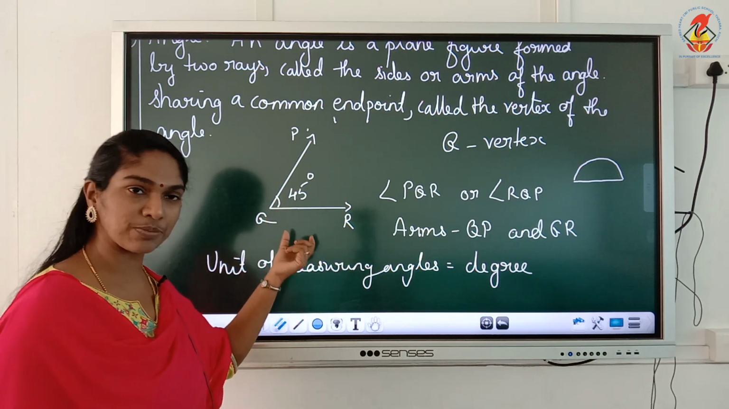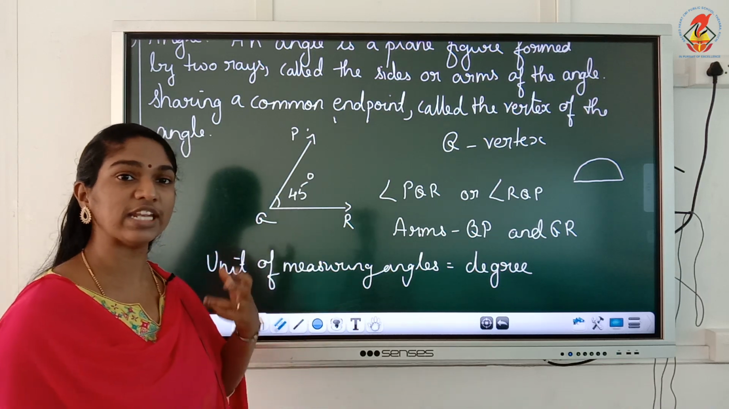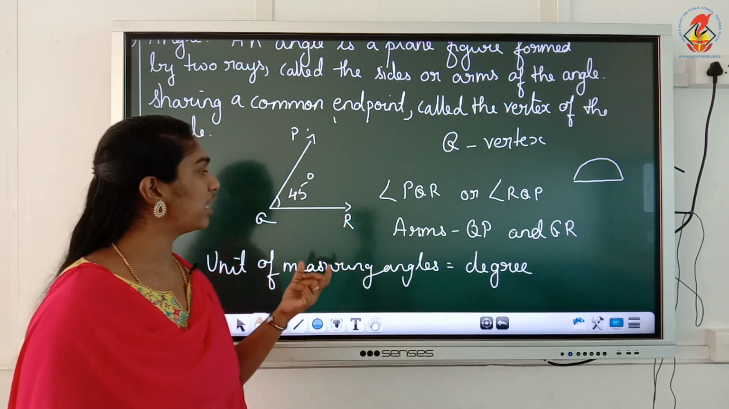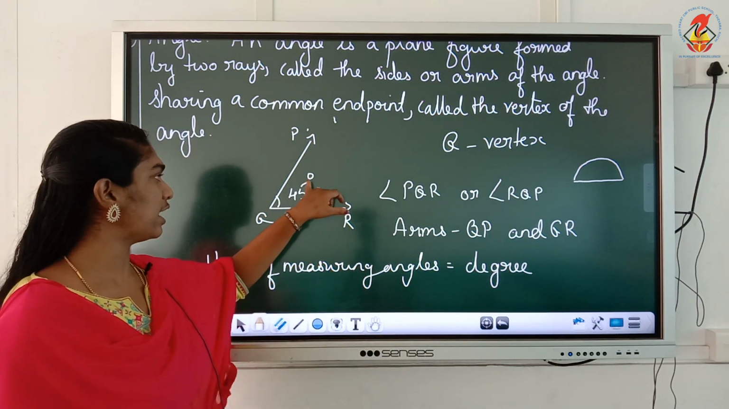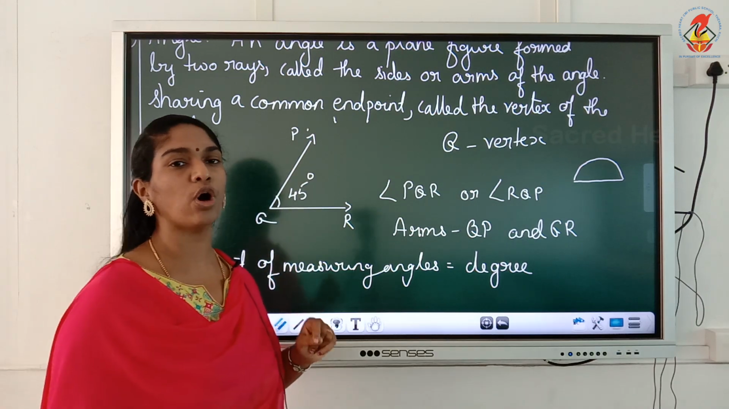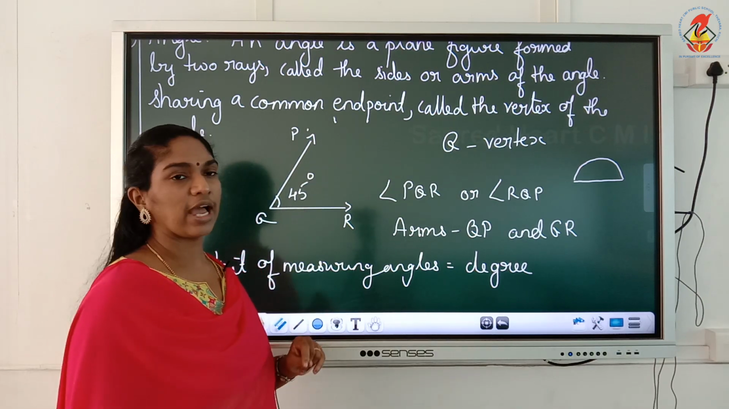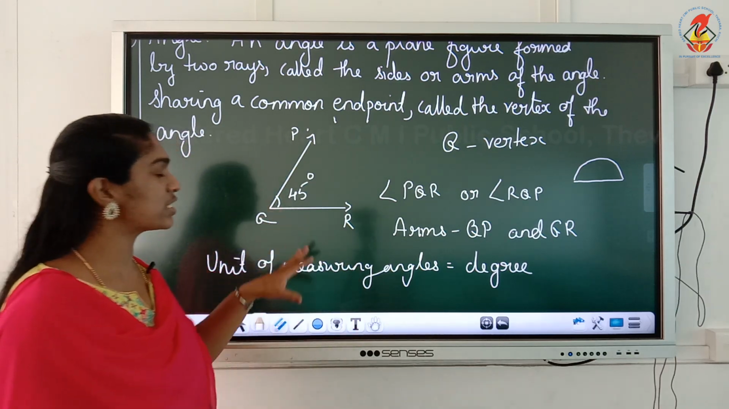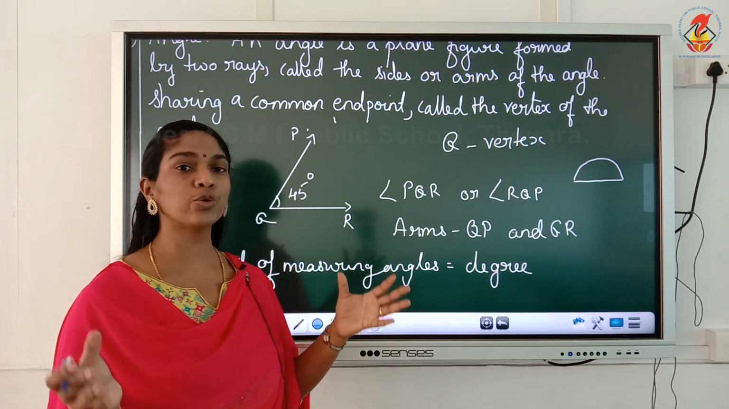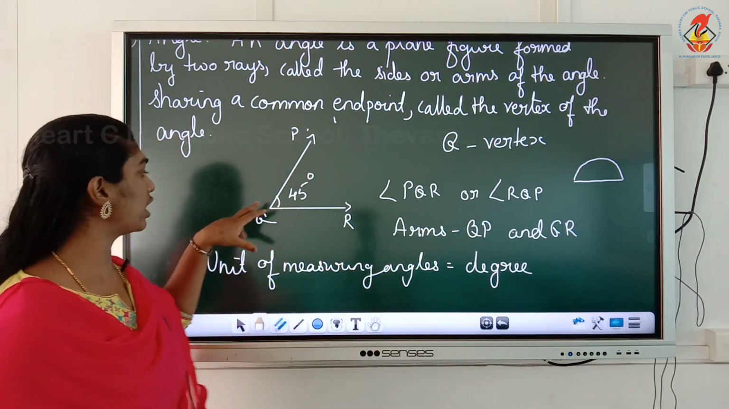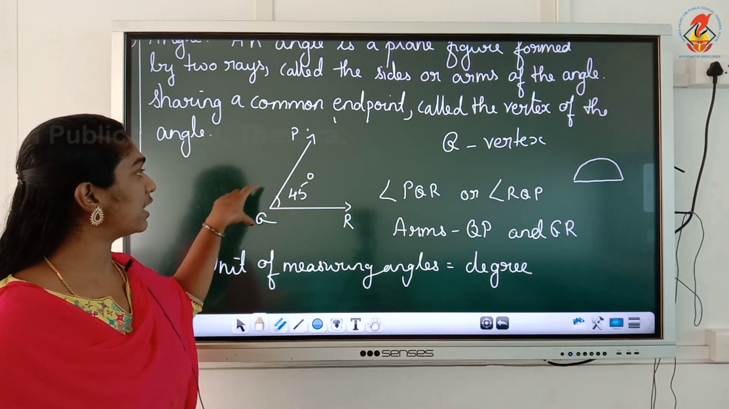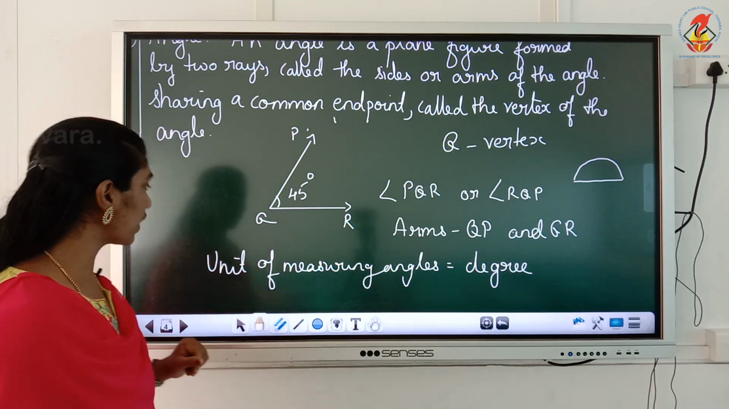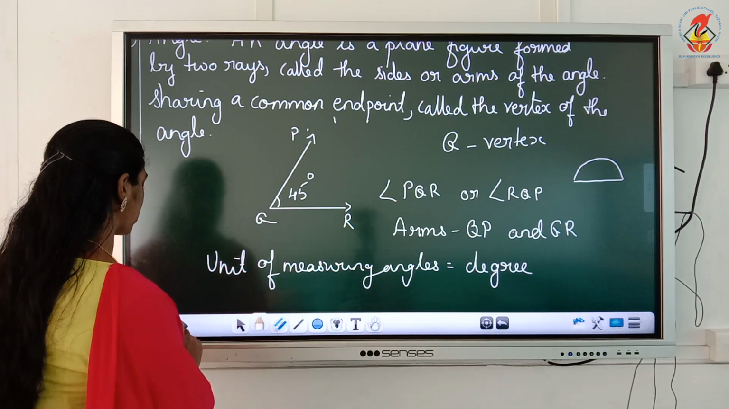So we have a protractor to measure an angle, and after measuring, you need a unit for it. The unit of measuring angles is called the degree, denoted by a small o on top of the number. So how is an angle formed? An angle is formed when two rays join together. The joining point is called the vertex, and the two rays are called the arms of the angle. Now we are going to learn different types of angles.